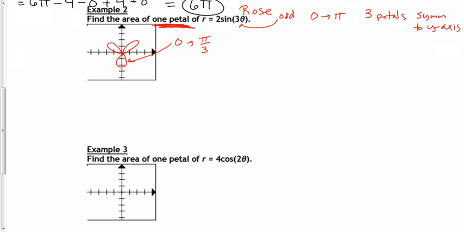So now we can set up our area. So what I'd like you to do right now is go ahead and write down your setup for the area for this particular problem.